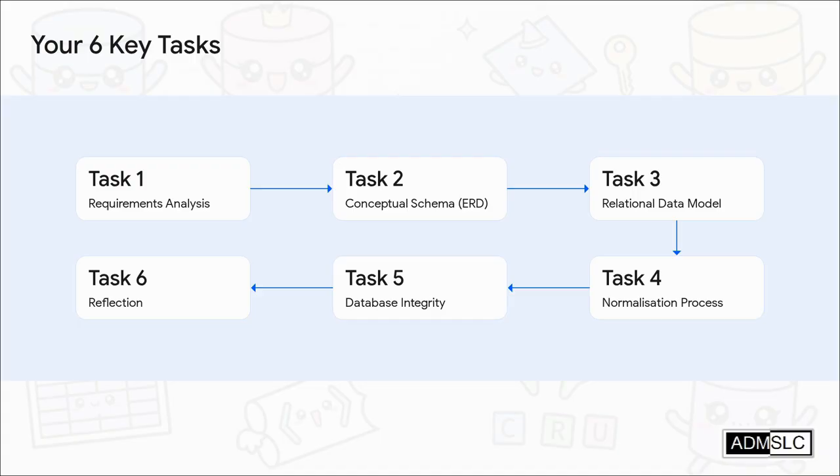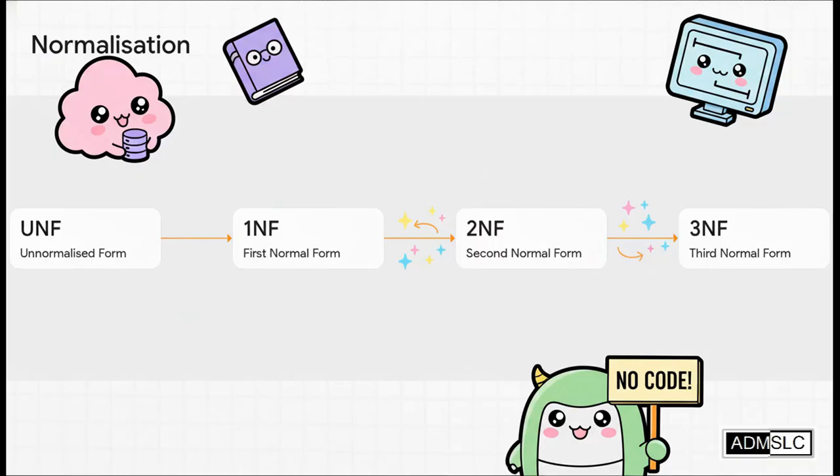Okay, let's zoom in on task 4 for a second, because it's so important. When it comes to normalization, you can't just show us the final perfect answer. That's a classic mistake. You've got to show your work. I mean, literally, you need to walk us through the entire process, step by step, from unnormalized form all the way to third normal form. And at each step, you need to explain why you're making those changes.